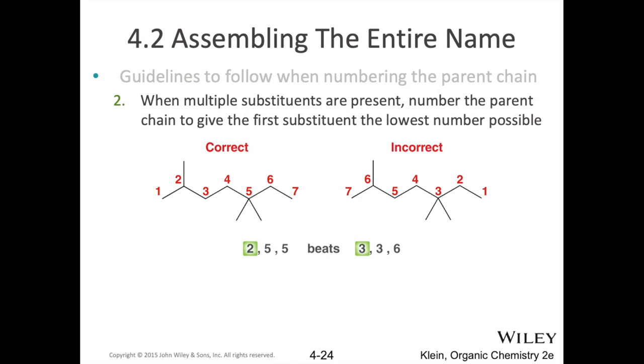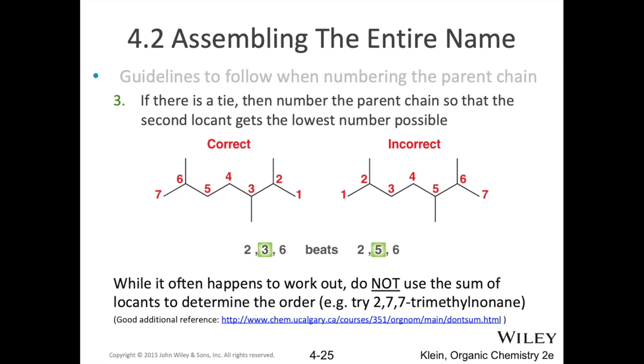So the proper way to explain this is that you want to start numbering from the side that's closer to a substituent. If you're having trouble seeing this, try drawing out 2,7,7-trimethylnonane and then numbering it from the other end. It'll give you a lower set of numbers, but it'll be the wrong numbers because that first methyl group will not be at number 2. It would be at the number 3 carbon if you numbered it from the wrong end.